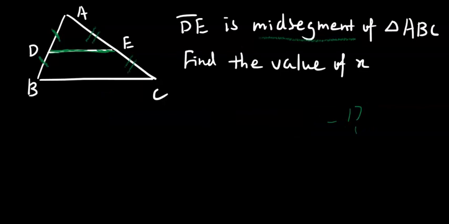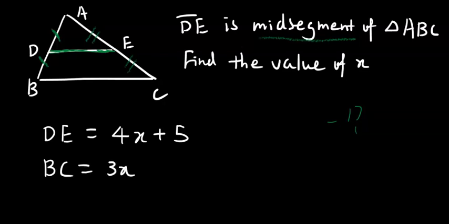Let's make it a little bit more interesting. Let's see what else we have. Okay, I'm going to have this question for you. This time I'm going to give you DE. DE is, let's say, 4x plus 5, okay? And I'm going to give you BC. BC is 3x plus 25. Okay, can you find what is x?